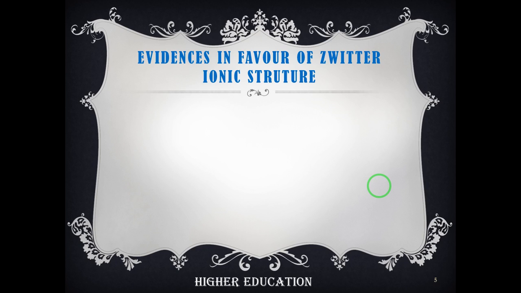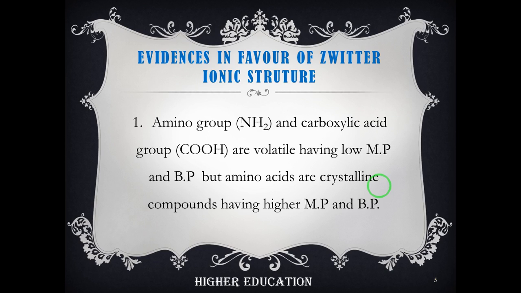And now some evidence in favor of the zwitterionic structure. First evidence is that normally amino acids contain an amino group and a carboxylic acid group, and they would be volatile and have low melting and boiling points. But in a biological system, they are in crystalline form and have higher melting and boiling points. So we can say that in a biological system, amino acids are present in a zwitterionic structure.